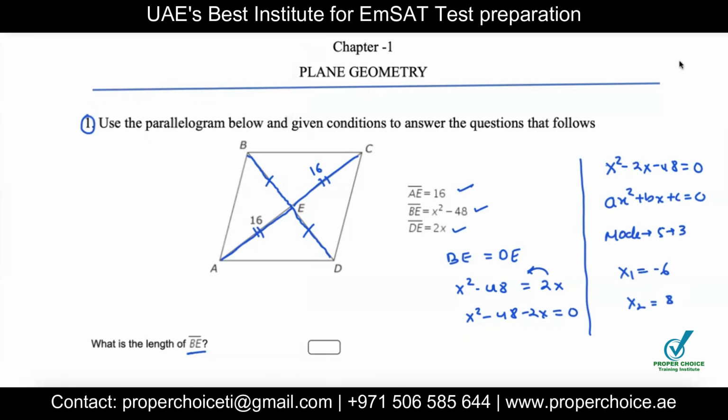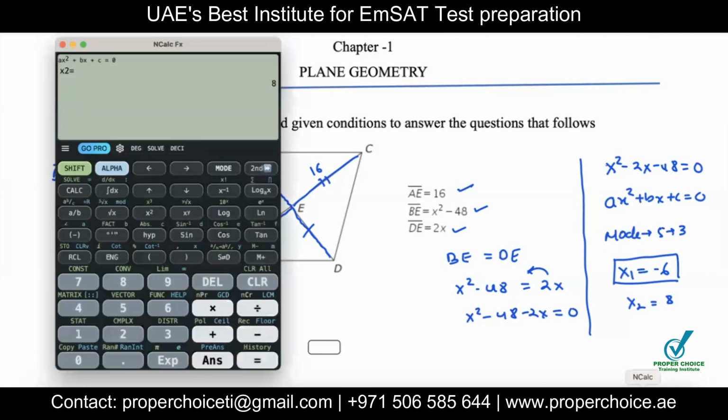Now what are we going to do with these numbers? Because the question asks you to find BE, x square minus 48. In that case, first substitute the value of x as -6 and check what length you get. Because there are two values of x, I have to check it for both. So BE is going to be -6 square minus 48.